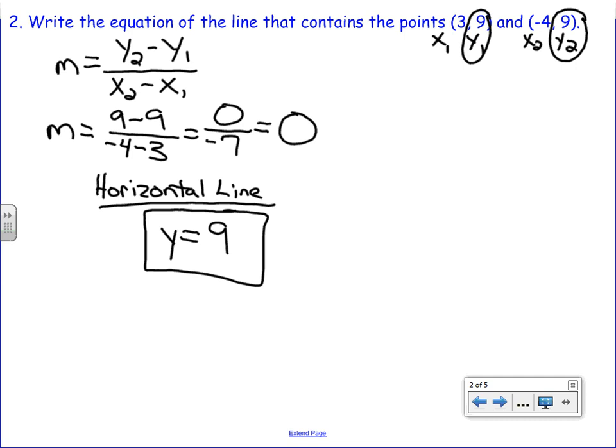Now, some of you maybe could have taken a shortcut on that and just bypassed the slope calculation. If you catch right away in your ordered pairs that the y coordinates are the same, you automatically know it's a horizontal line and you can just jump to your answer.